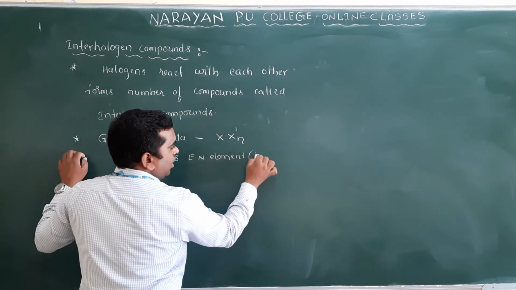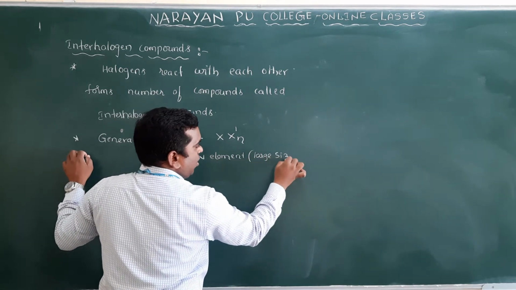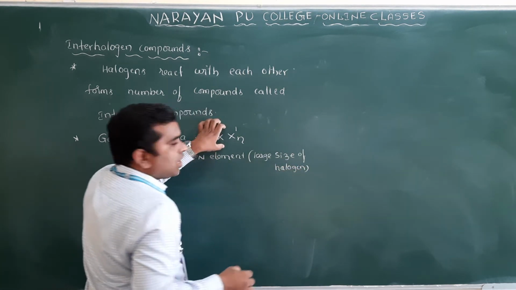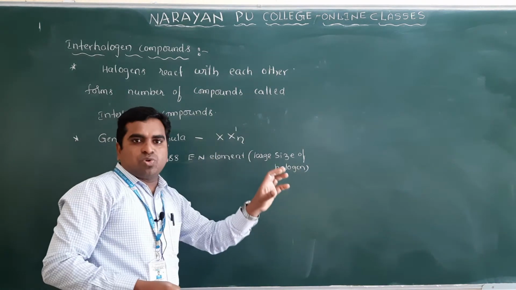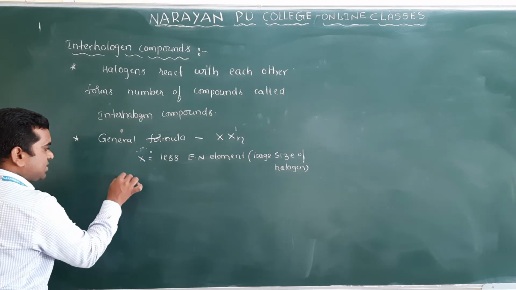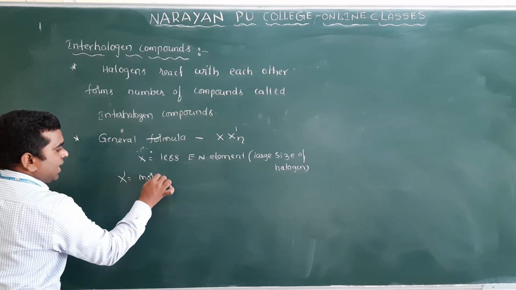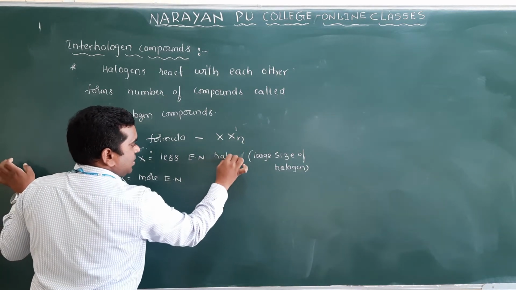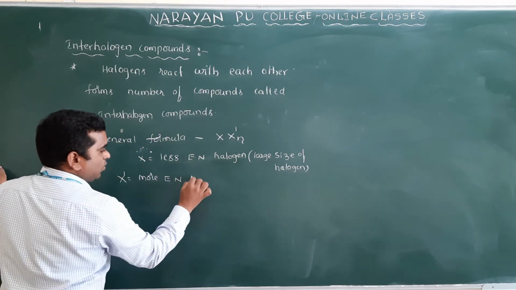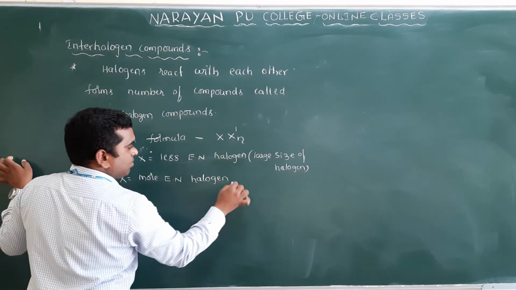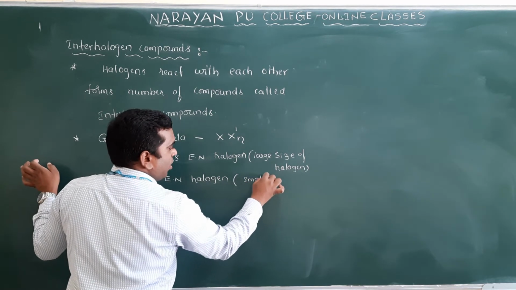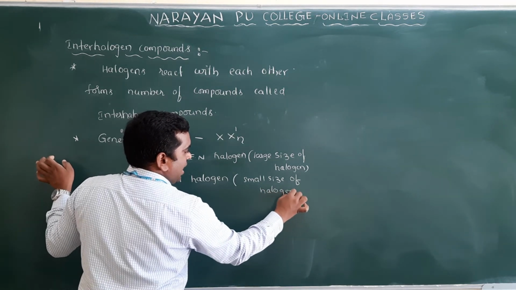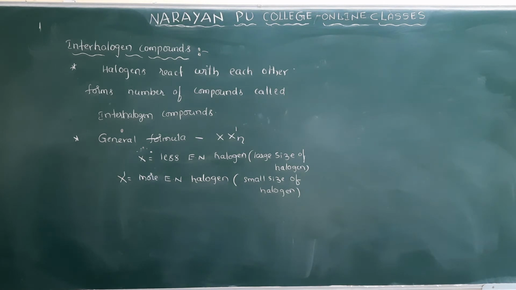Or you can say large size of halogen. Large size of which one here? Halogen. Means X should be large size halogen and X dash should be small size halogen. Clear? So what is the X dash here? More electronegative element or halogen. More electronegative halogen. You can write here more electronegative halogen. Or you can write here small size of halogen.